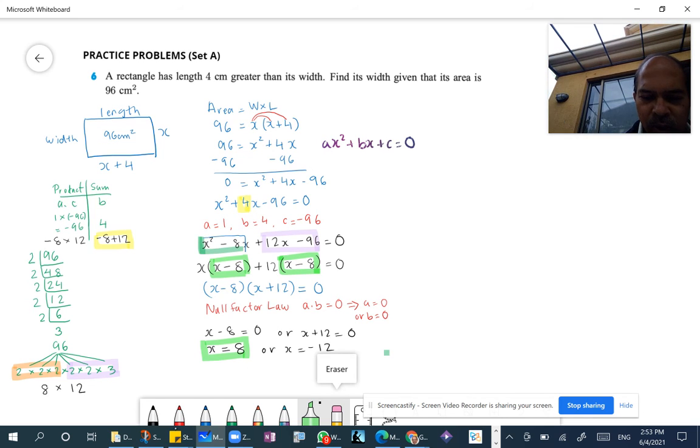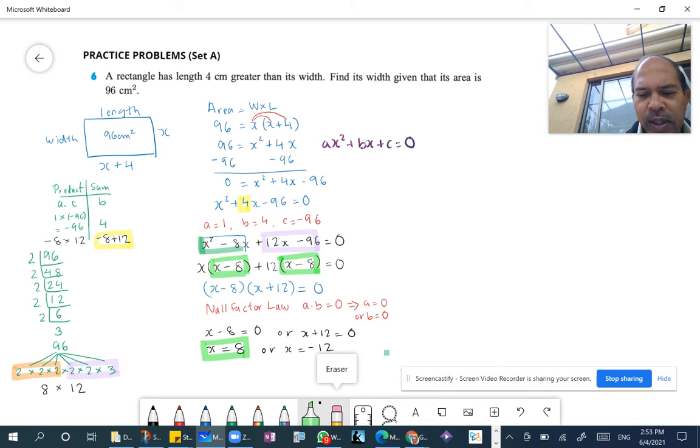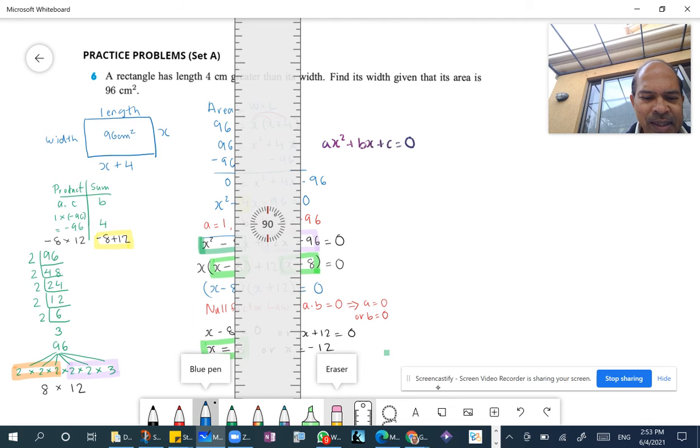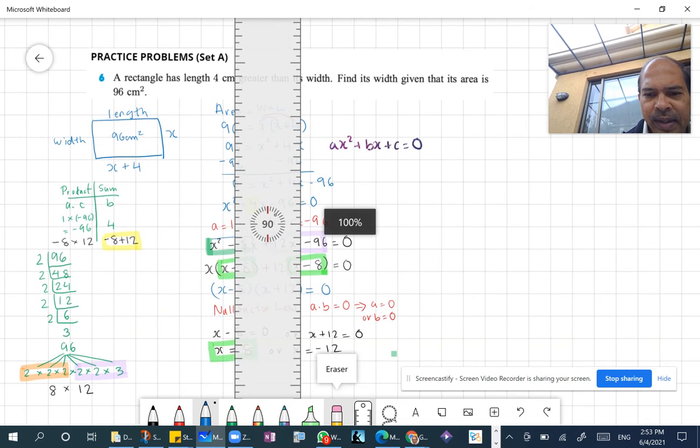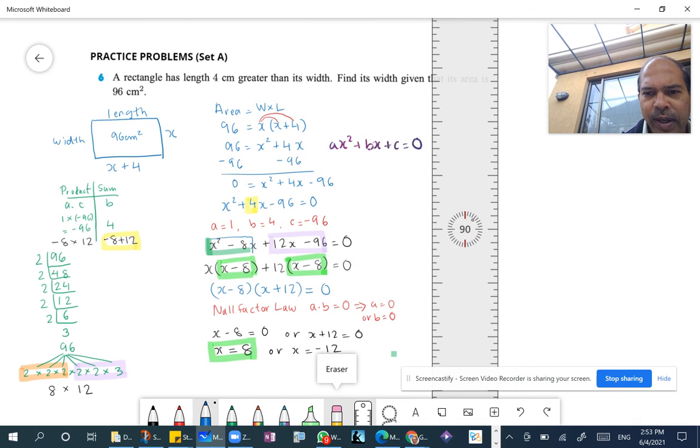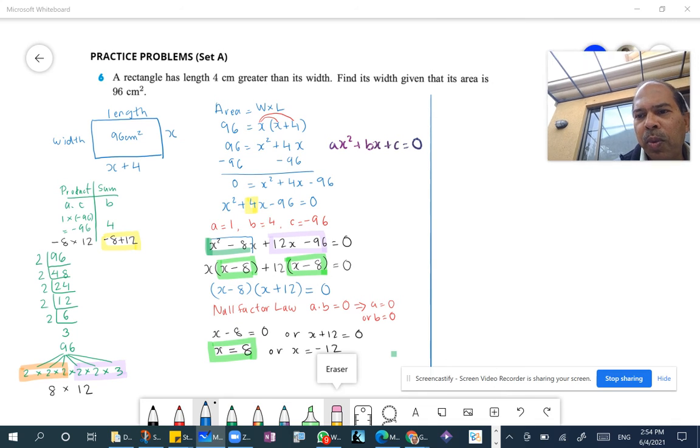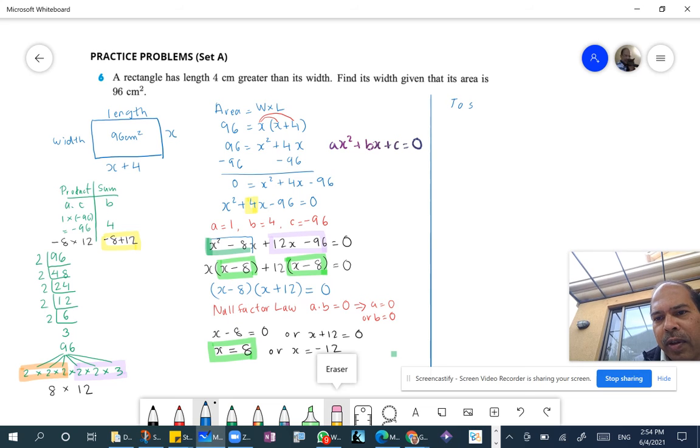But let's actually continue, because just in case you are looking for an alternative way of doing this problem, then let's do this by the quadratic formula method. So let's try to solve it by that quadratic formula method on the right side. Okay, so here we go. Let's draw a line and solve it on the right side with the quadratic formula method. Okay, so let's say we're going to solve the same equation, x squared plus 4x minus 96 equals 0, by the quadratic formula method.